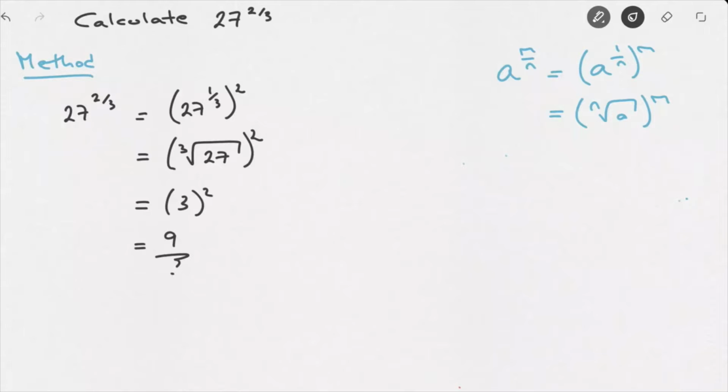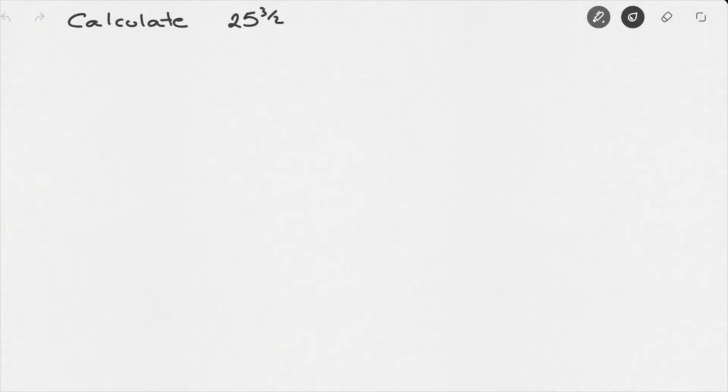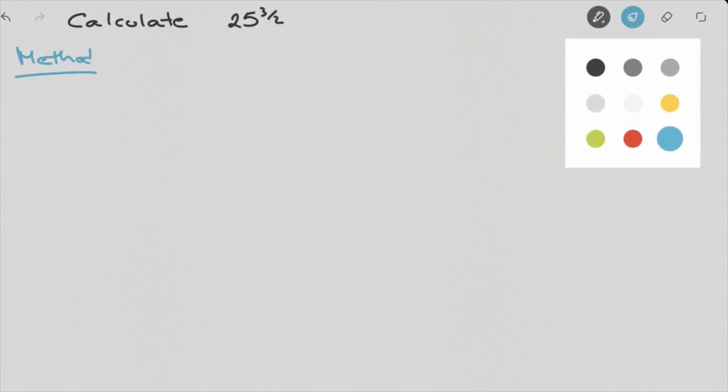Let's look at another example. Let's say we're asked to calculate 25 raised to the power of 3 over 2. Well, again, we're going to follow the same steps here. So I'm just going to go ahead and write method, and we'll write all the calculations below that.